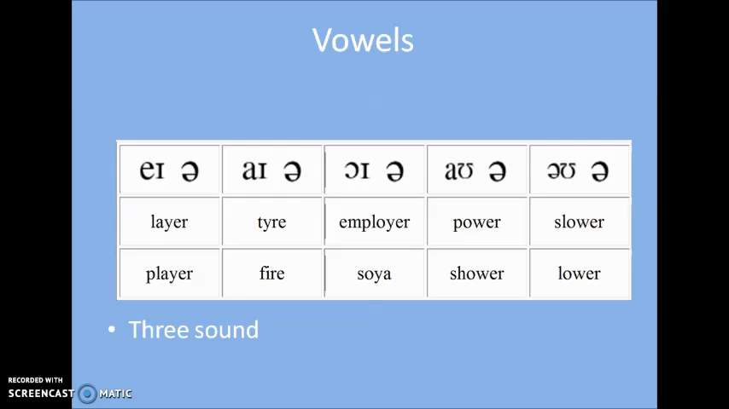Finally, we have the three-sound vowels, or triphthongs. There are 5 of them, and all end with the schwa sound. So we have the one in layer or player. Then we have the one in tire or fire. We have the one in employer or soya. We have the one in power or shower. And we have the one in slower or lower.